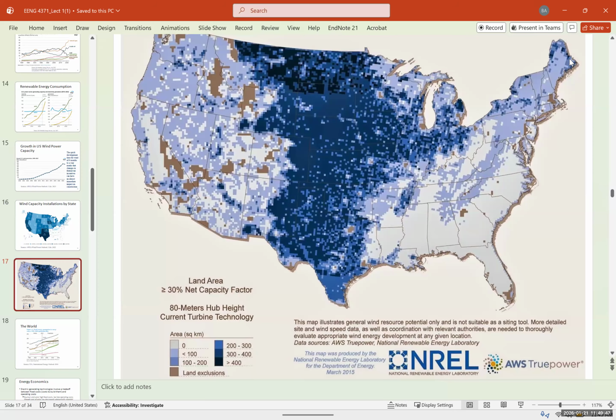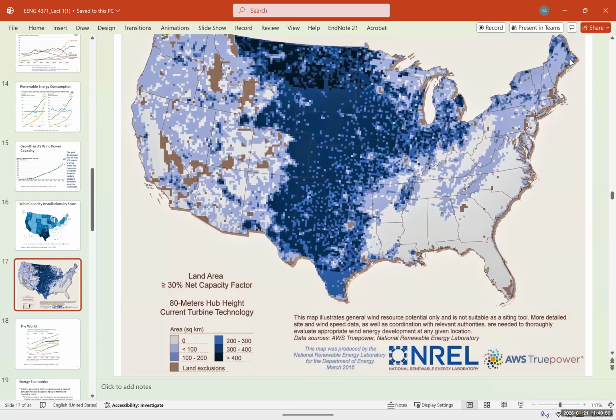This is the illustration of the wind turbines and their concentrations, and different heights of the wind turbines. And you can see the majority of it is in this area. Just looking at the map, you can see where it is concentrated.